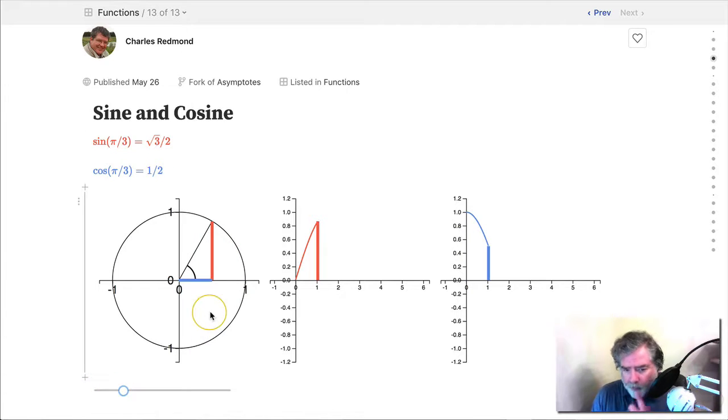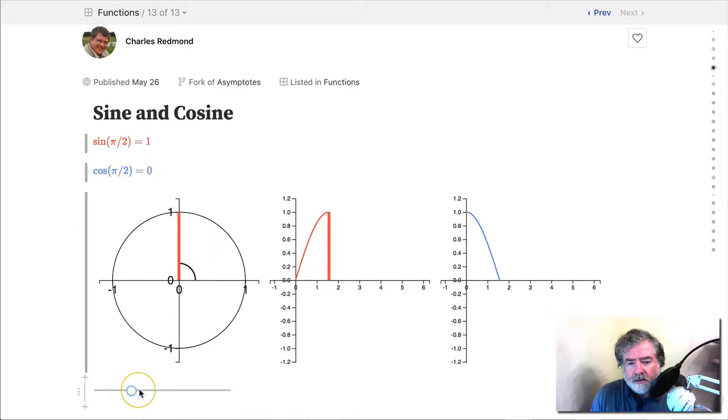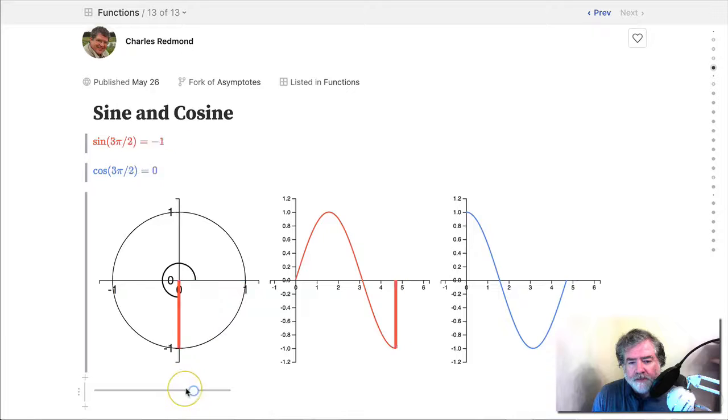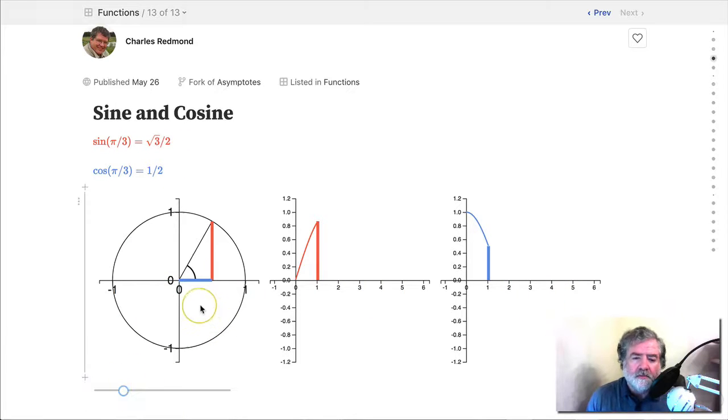So over here, you can see that we're changing the angle, and we can go all the way up to 2 pi. And throughout all of this, blue is all things cosine, and red is all things sine. So the length of the blue segment here, and there could be a minus sign as well, that's the cosine of the angle. And the length of the red segment, with or without a minus sign, is the value of the sine of that angle.